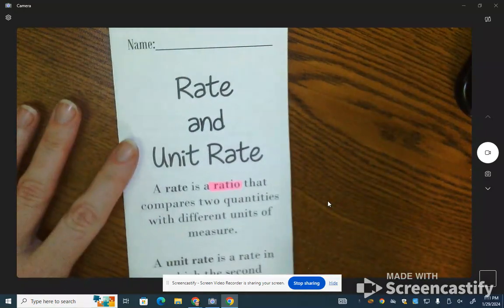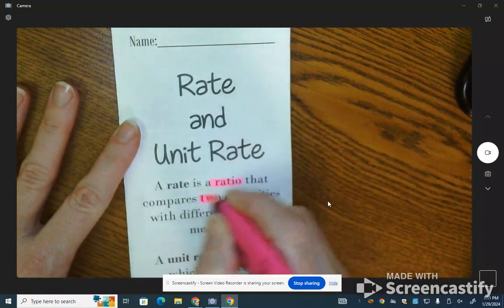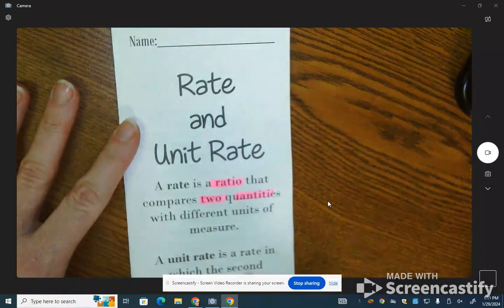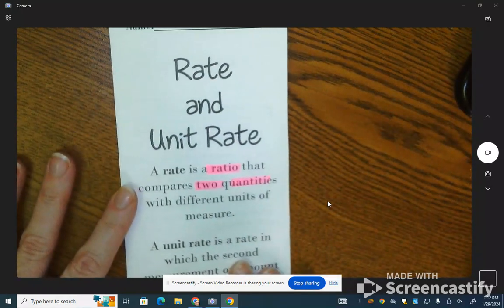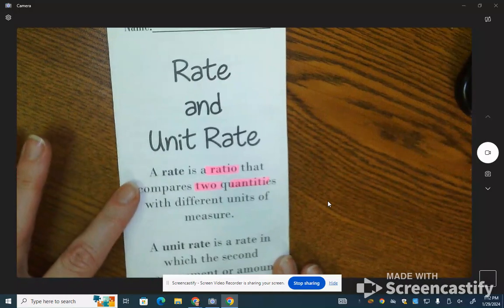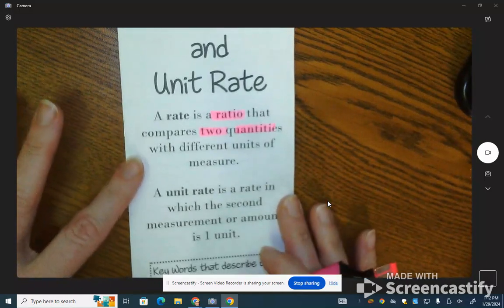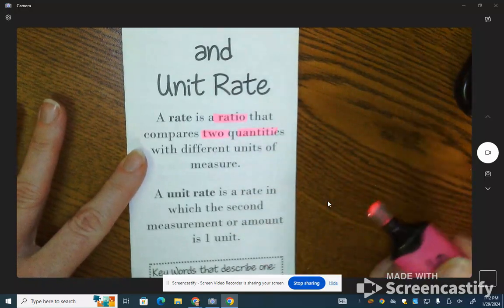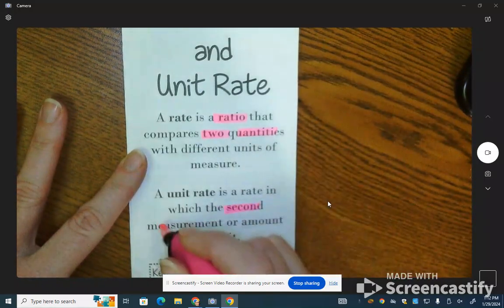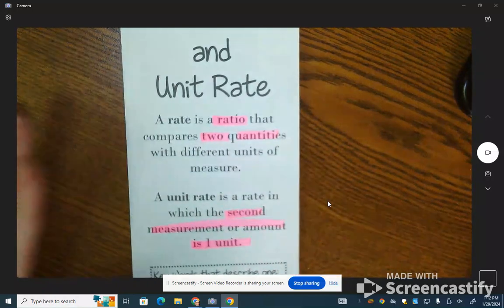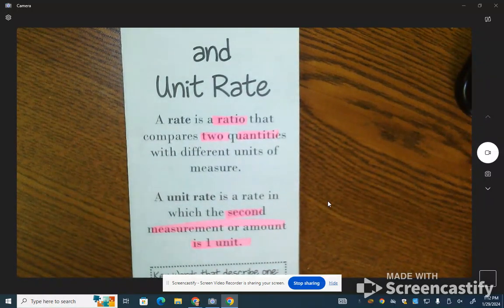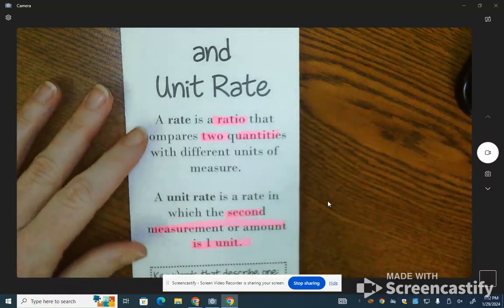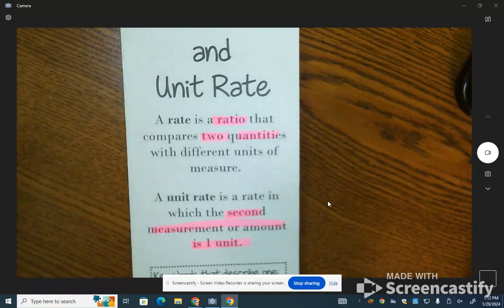A rate is one that compares 2 different quantities, like cats to dogs, pencils to crayons. It has to be labeled and compare 2 things. A unit rate is a more specific rate, because the second number will always be a unit of 1. So $10 per hour, 60 miles per hour, 4 inches per day.